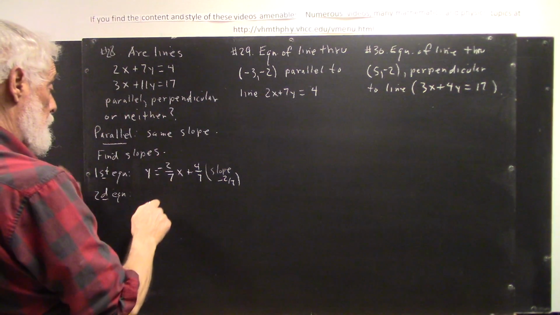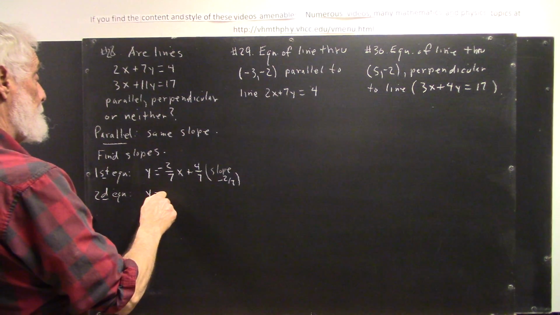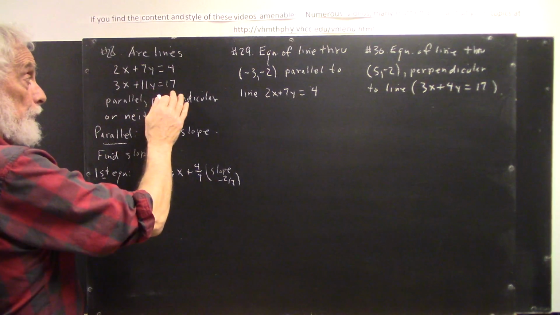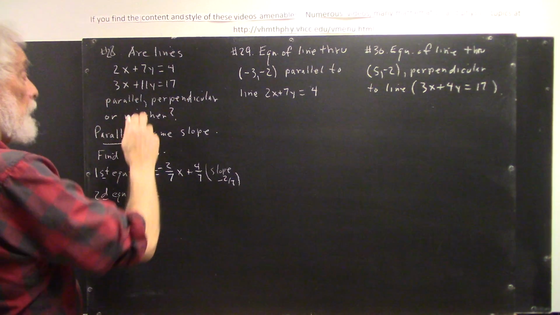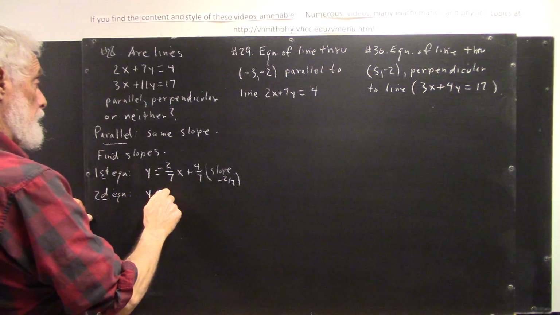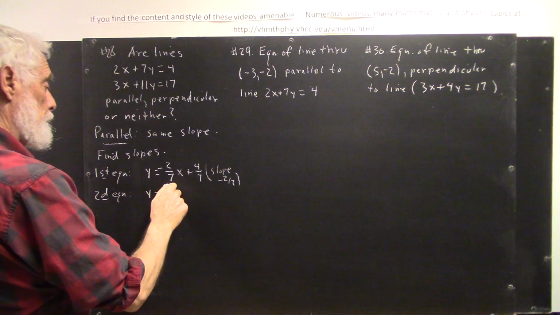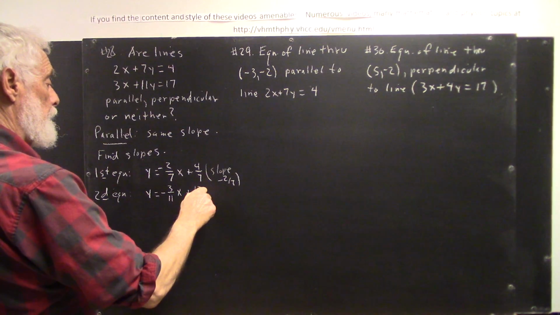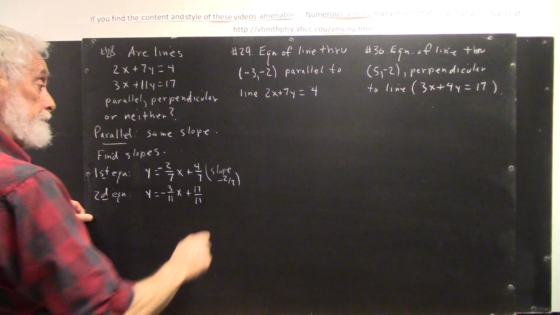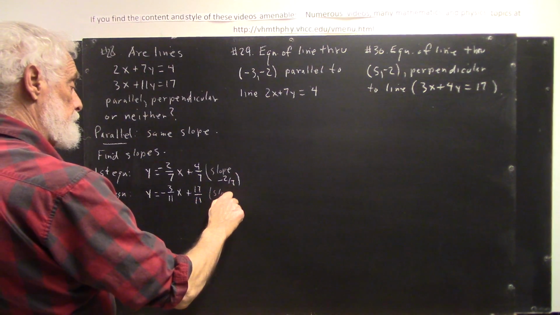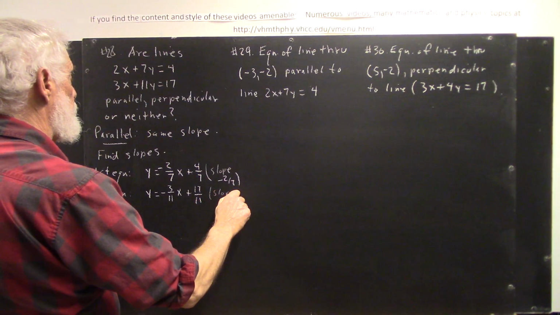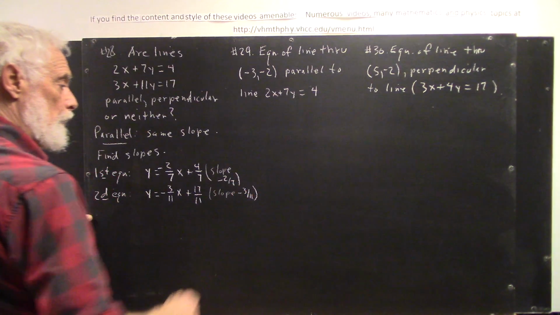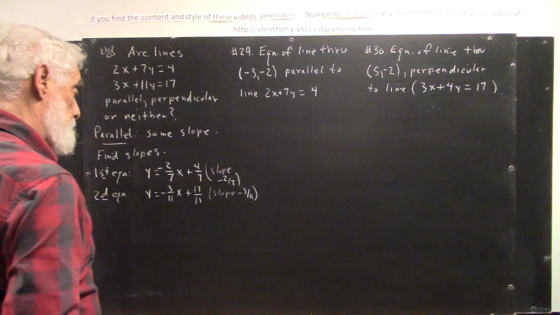Second equation, if we solve for y, again, we subtract 3x from both sides. We're going to have a 3x over here. When we divide by 11, that's going to give us negative 3/11 x plus 17 over 11. And the slope is negative 3/11.